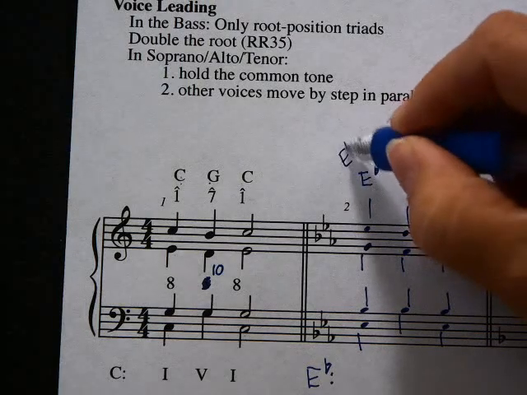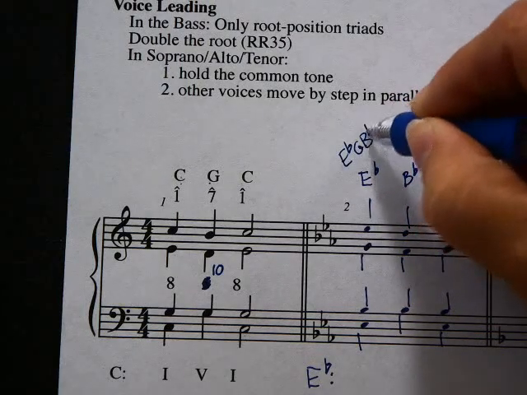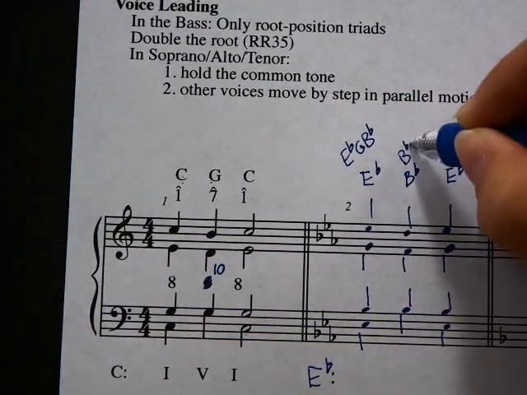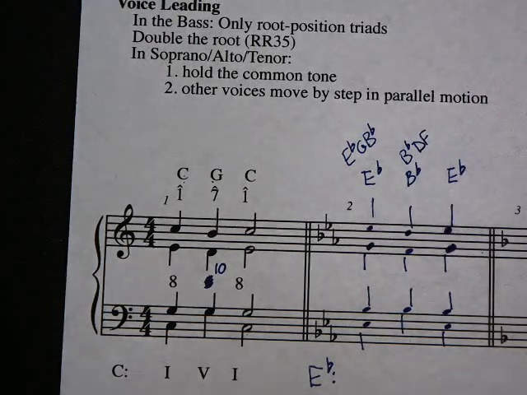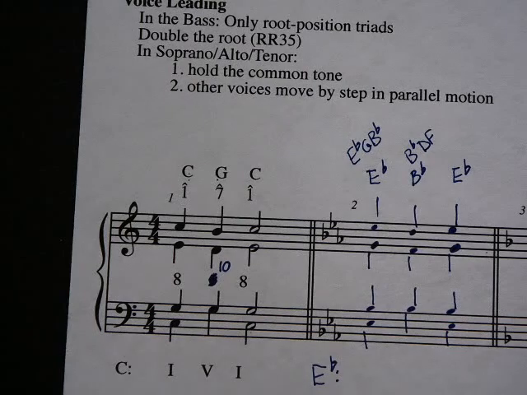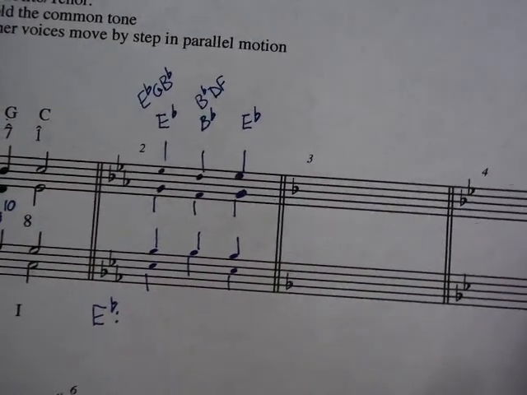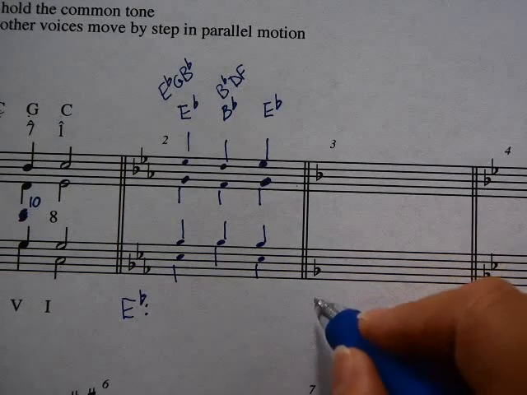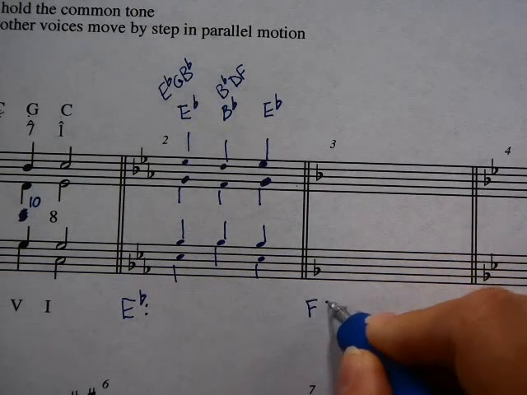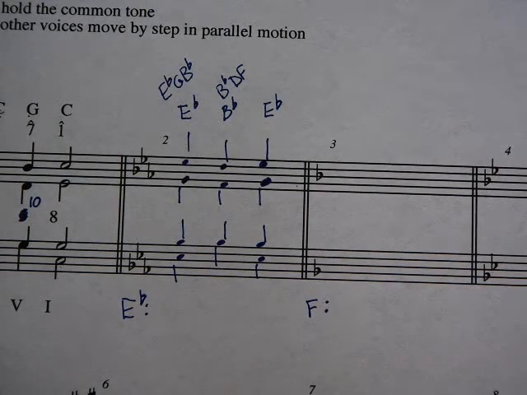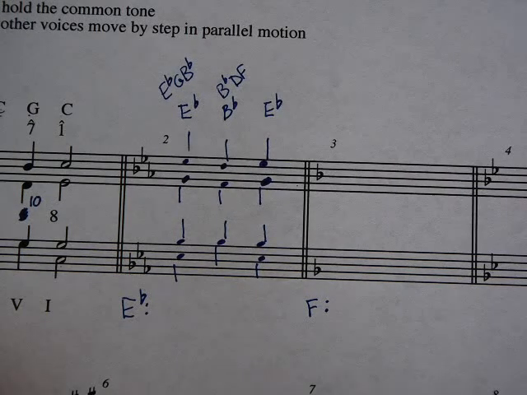E flat, G, E flat, B flat, D, and F, and then back to E flat, G, B flat. And you are done. In measure 3, you're in a major key, it's one flat, it's the key of F. So it will be an F chord to a C chord, back to an F chord. Same process. You are transposing measure 1.